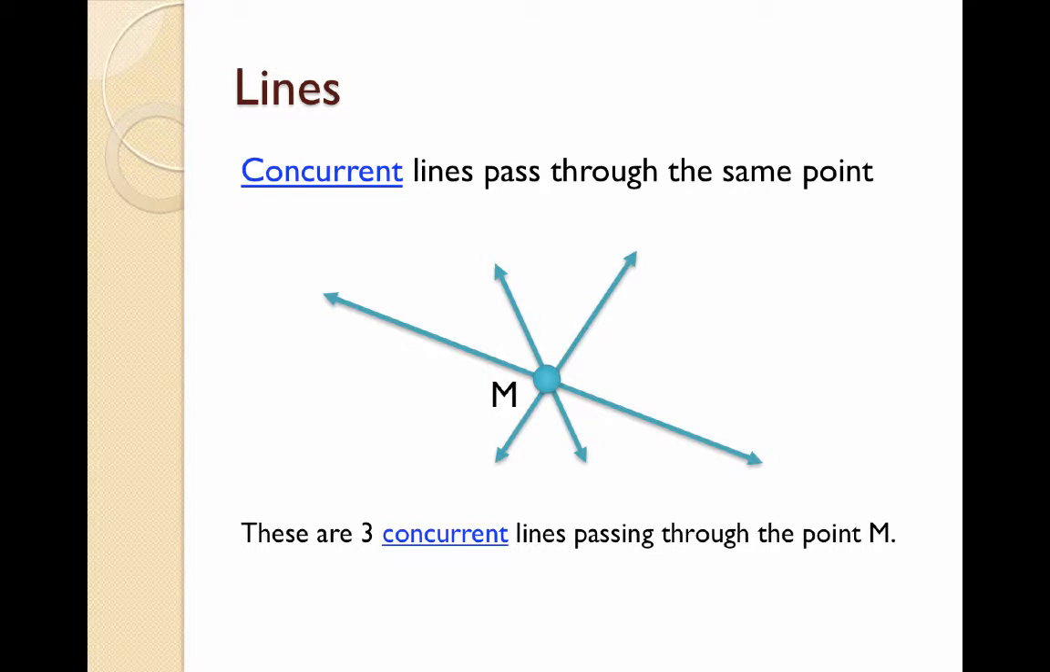Concurrent lines pass through the same point. So these are 3 concurrent lines and they all pass through the same point M. So these are 3 lines through the same point, not to be confused with 3 points on the same line, which we saw was collinear points.